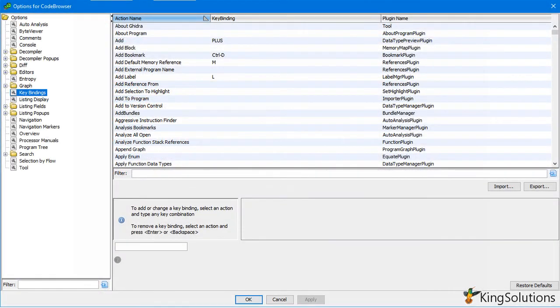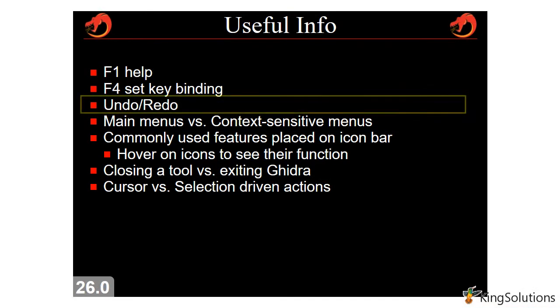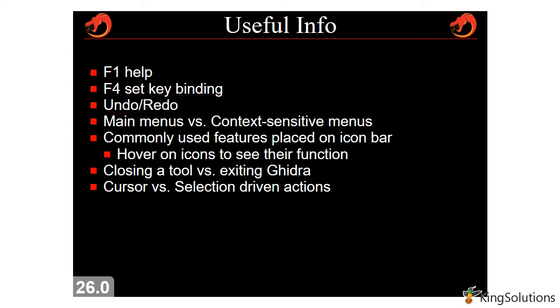An alternative method is to go to Edit Tool Options, to find a list of all key bindings, and then edit from there. Undo or redo. Within the code browser and other similarly configured tools, each action, no matter how big or small, can be undone or redone by clicking on the curvy arrows at the top of a tool. Hover on the arrows first to see what action you are undoing or redoing. Note, the undo history is cleared after a save.